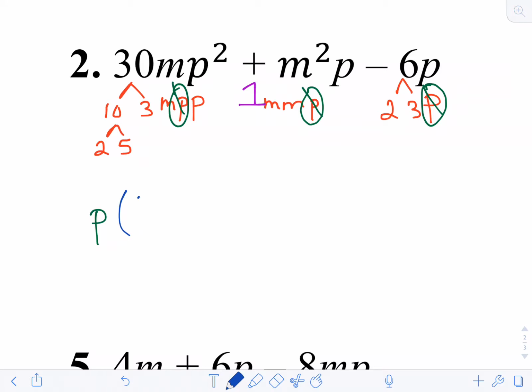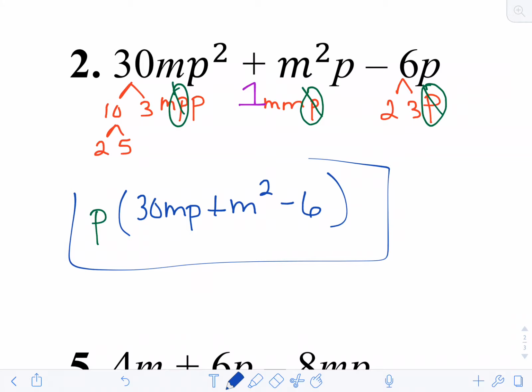I didn't pull out any numbers, so I'm still left with a 30. I have an m left over and a p left over. Okay, in the middle, I pulled out the p, so all I have left is m squared. And for the last piece, I pulled out the p. All I have left was the minus 6. And again, you can multiply this out to make sure you have the right answer.